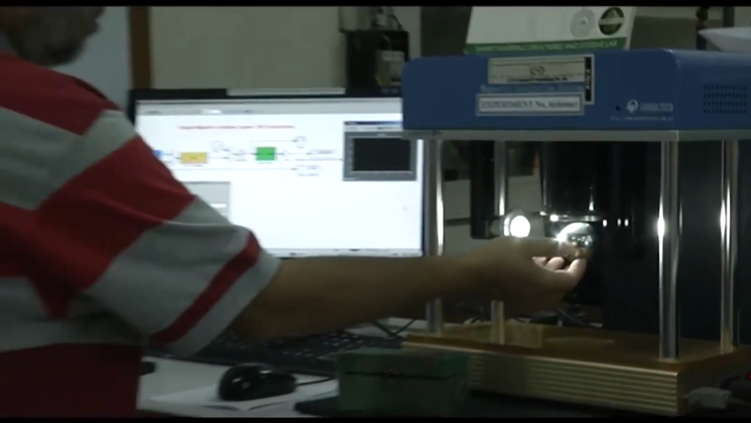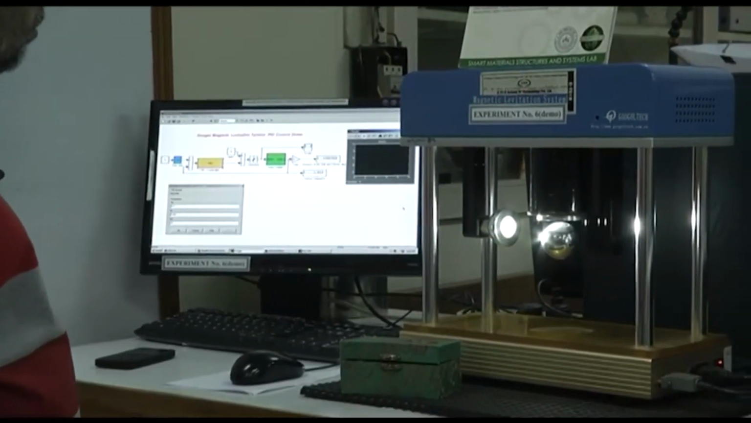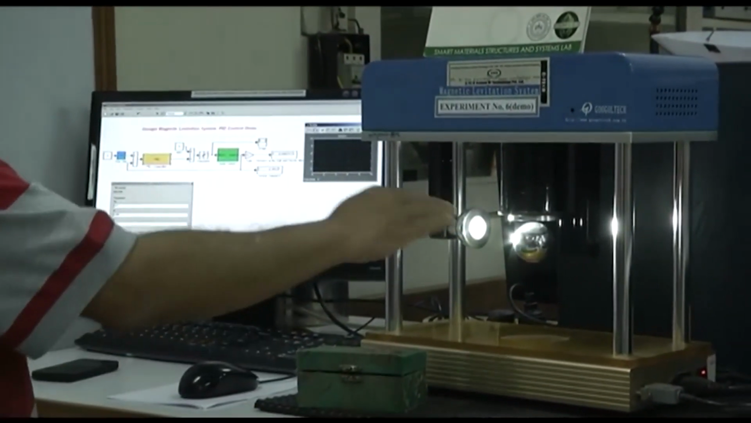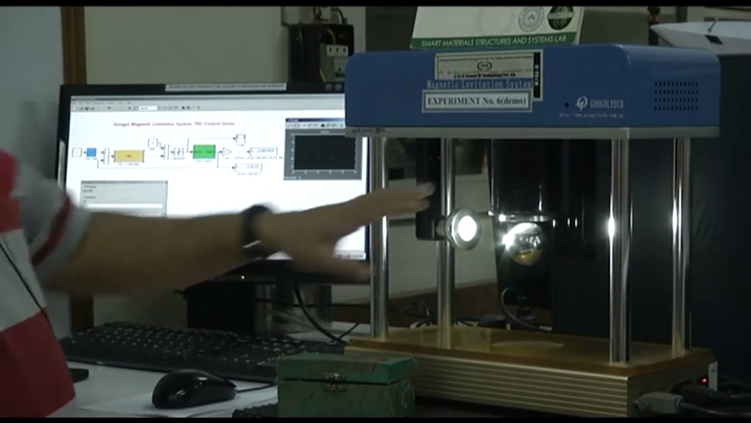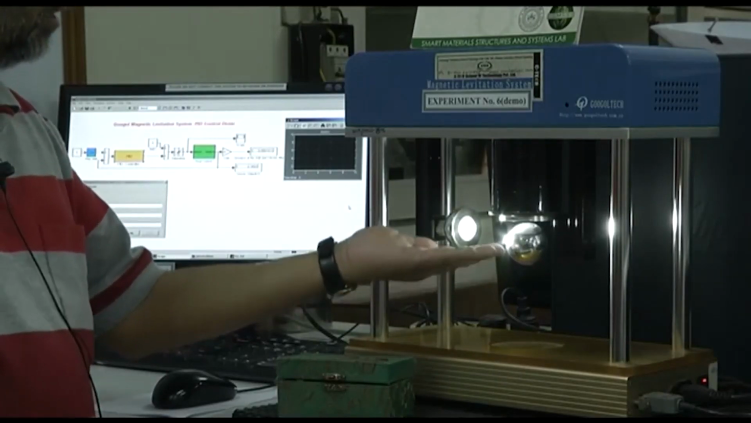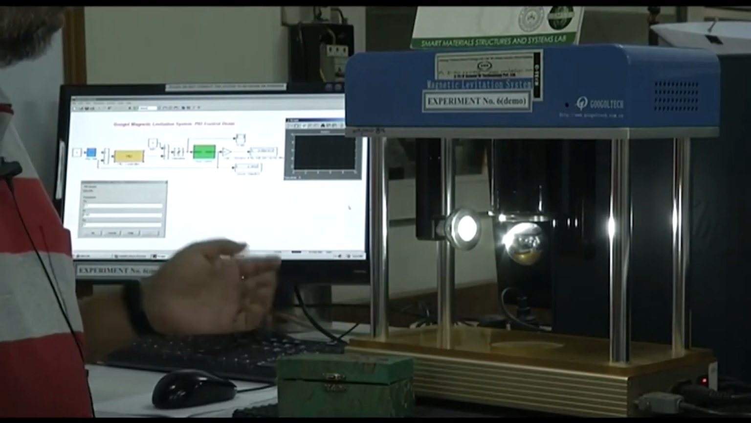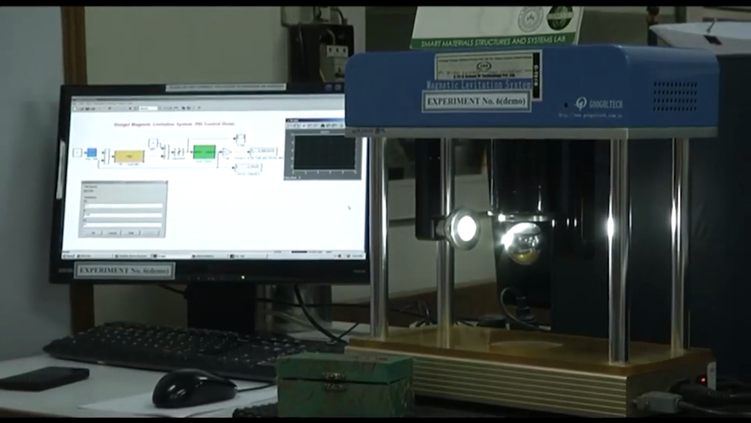In fact, if we shift it a little bit or oscillate it, the magnetic field also automatically adjusts itself, and thus the electromagnet maintains just enough force required so that this whole thing does not fall down. That's how the magnetic levitation system works.